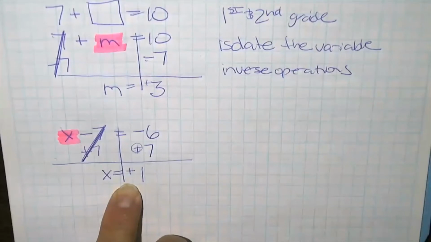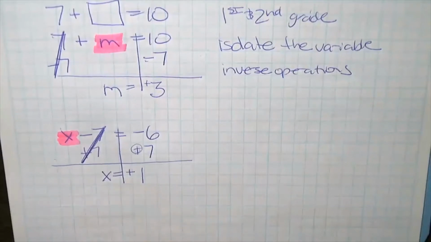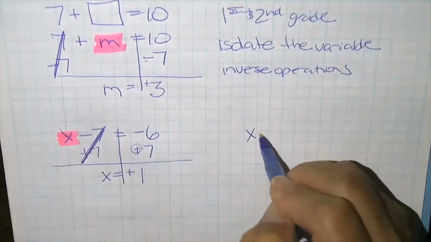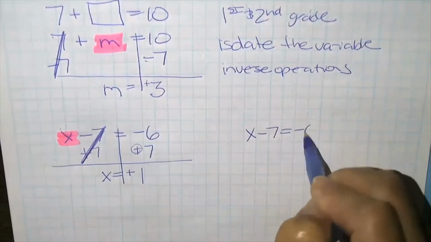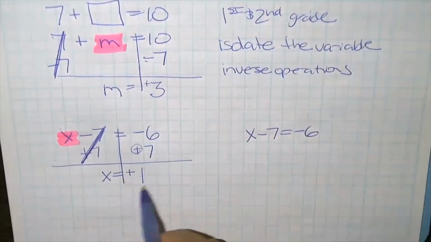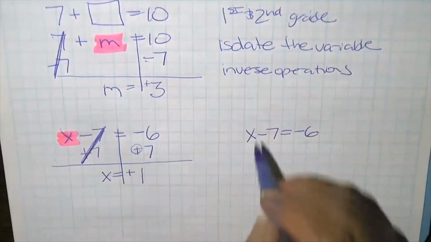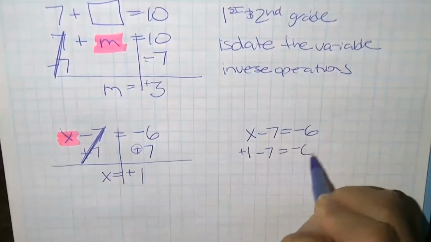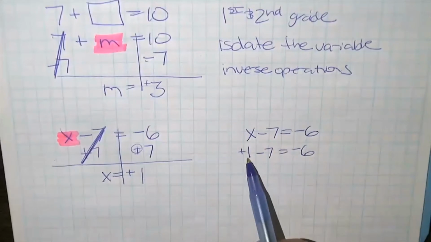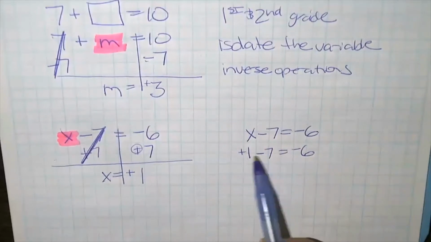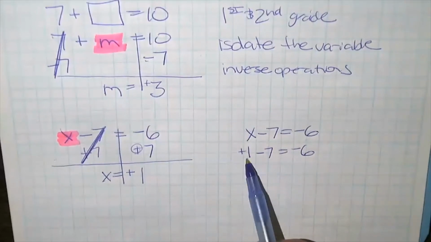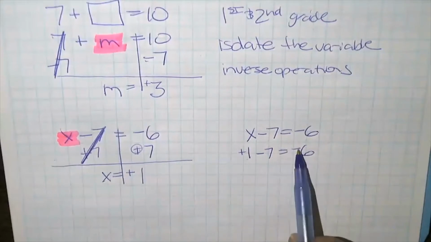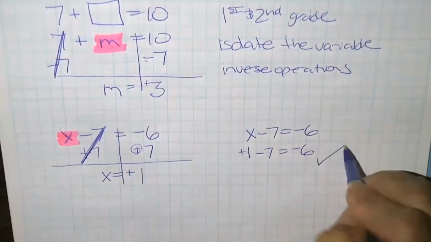Now, if I'm not sure, I can always check. X minus 7 equals -6. Let's substitute this +1 for x. +1 minus 7 equals -6. +1 minus 7, they're different, so I'm going to subtract. Keep the sign of the largest. That checks.